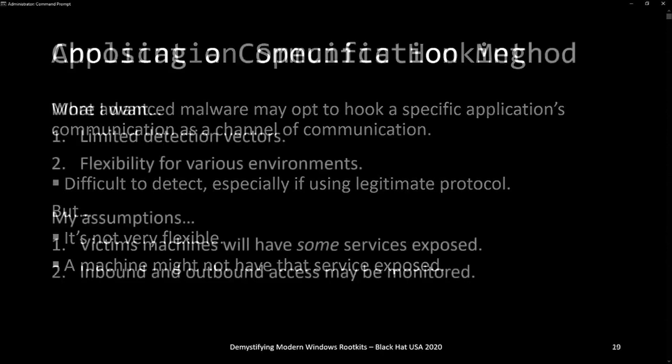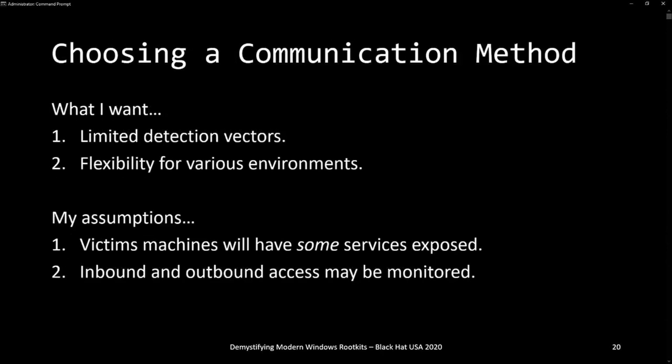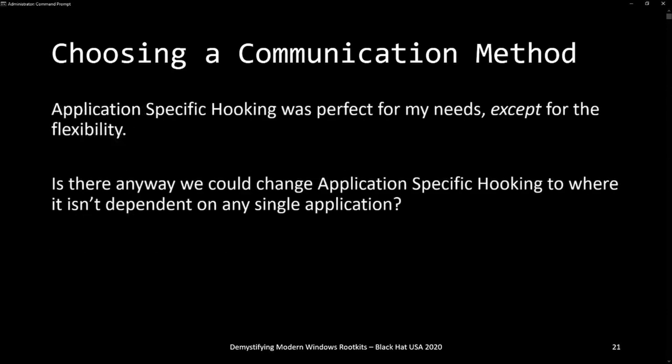So what I wanted was a method that had limited detection vectors, flexibility for a variety of environments, and my assumptions were that victim machines will have some services exposed, which is especially true for corporate environments. And inbound and outbound access may be monitored as well. So application-specific hooking was perfect for my needs, except for the flexibility. Is there any way we can change application-specific hooking to where it isn't dependent on any single application?